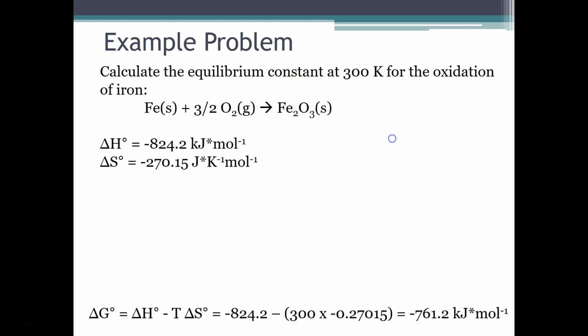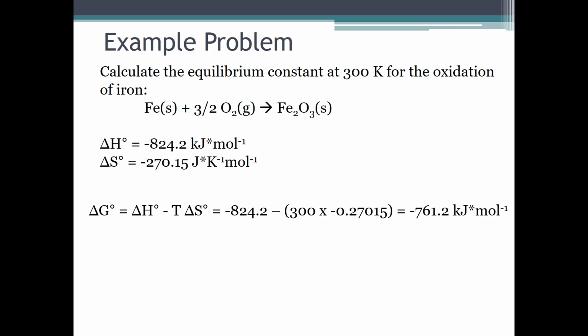So the first thing I'll do is plug into delta G equals delta H minus T delta S to find delta G. When I plug in the numbers, I find that delta G is negative 761.2 kilojoules per mole. And please remember, if the temperature is given in Celsius, you have to convert it to Kelvin, and you have to divide your delta S value by 1,000.